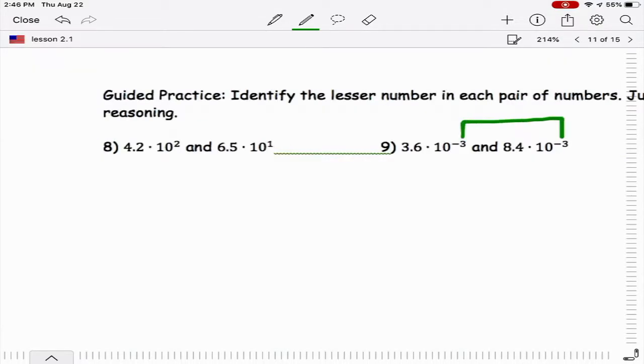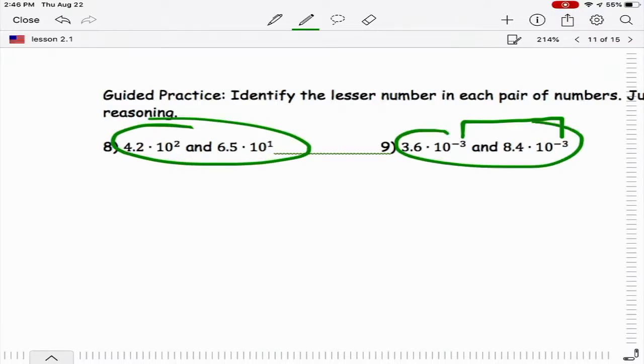Hint, hint. Do you see here how the exponents are the same? So try figuring out what I just said before. So go ahead and do this on your own. Tell me which one is bigger. And here, tell me which one is bigger.